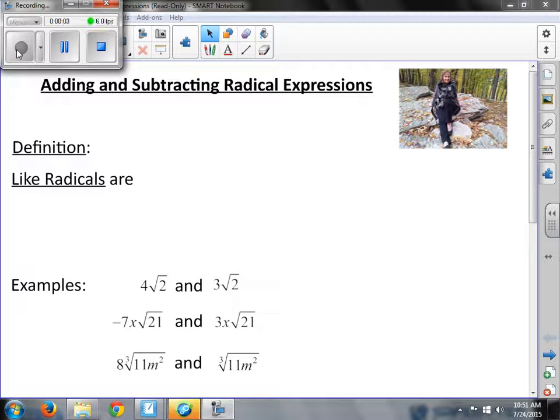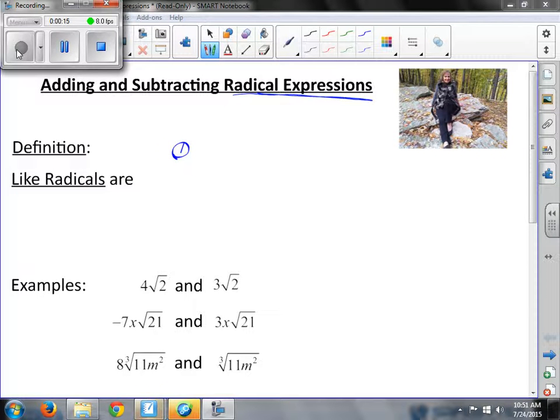This video is on adding and subtracting radical expressions. Let's start with the definition. What does it mean to have like radicals? First of all, they must have the same index.